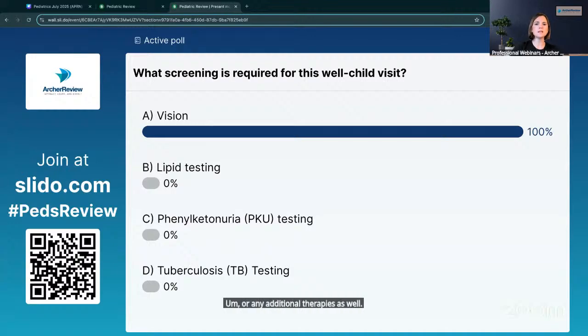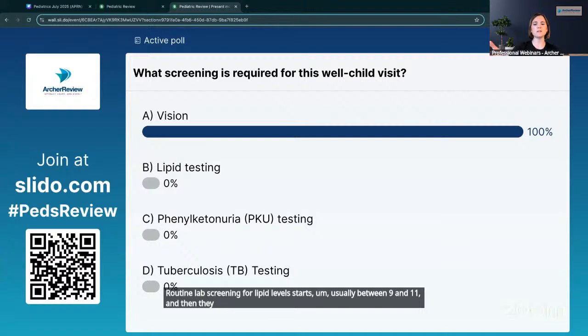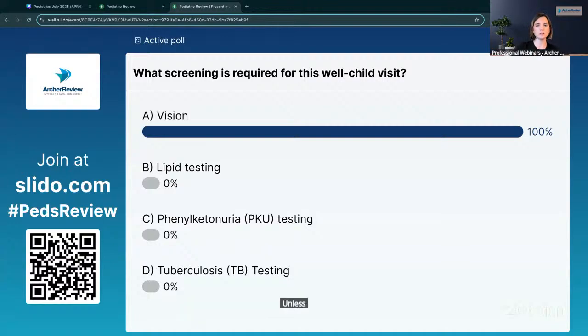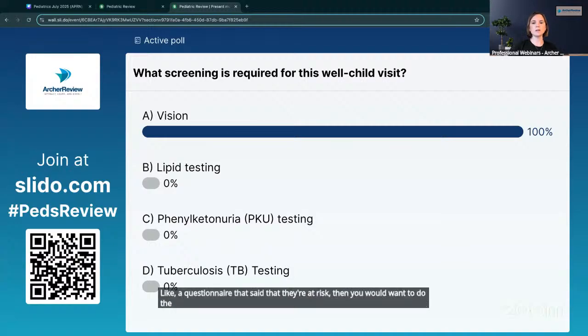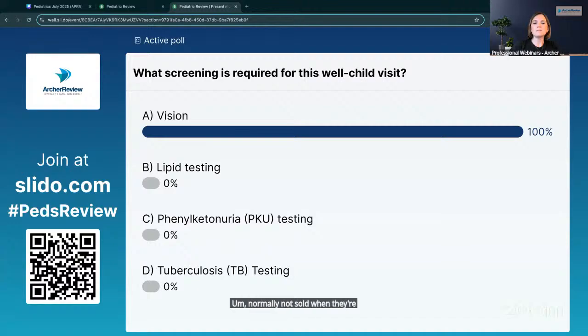So choice B, the lipid testing, is not correct. This child is not at risk, or we didn't get information that they were at risk. Routine lab screening for lipid levels starts usually between 9 and 11, and then they go again between 17 and 21, unless there are specific risk factors. So if you've done a risk questionnaire that says that they are at risk, then you would want to do the testing earlier, but normally not till they're between 9 and 11.